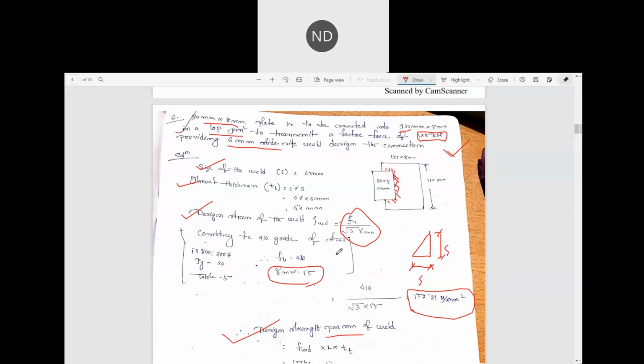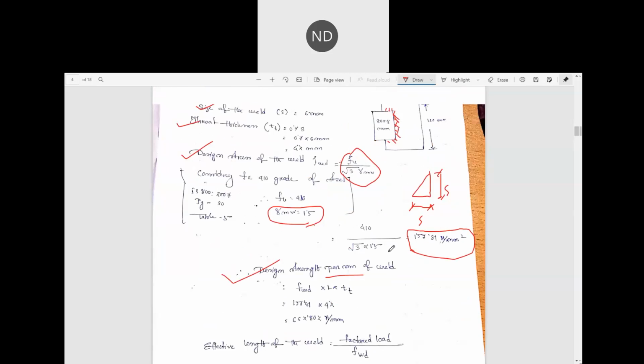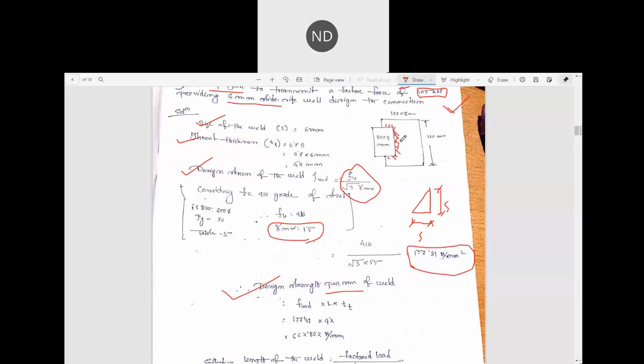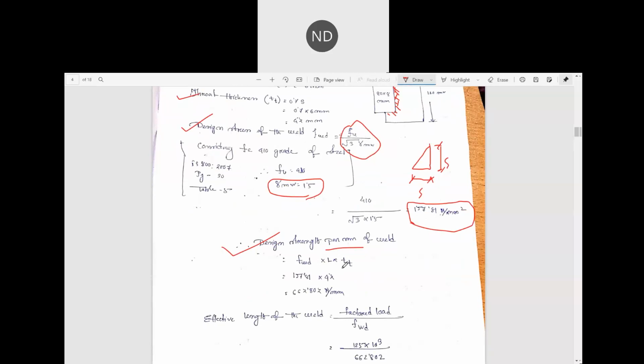So that's why we are finding out the design strength per mm length of the weld. Once we know the entire length of the weld, we can find out the complete design strength for the entire connection. Here we have considered per mm length of the weld. So fwd, we already got, the design stress. Length is per mm, so 1 into 1. Then throat thickness we have got how much? This is our throat thickness, which is 4.2 mm. So we got our design strength per mm length to be 662.802 Newton per mm.